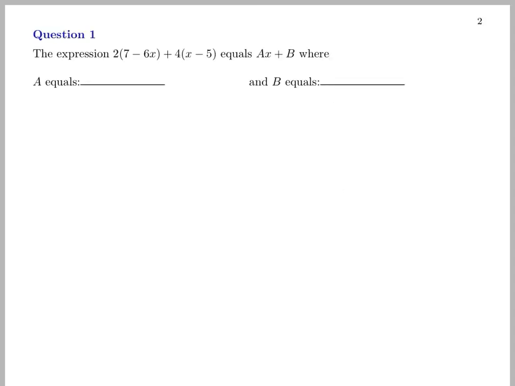In problem number 1, we're given this expression and we have to simplify it, so we're going to use the distributive law. So we get 2 times 7, which is 14, minus 12x plus 4x minus 20. And then we're going to combine like terms. So we've got a minus 12x and a plus 4x, which adds up to minus 8x. And we have a 14 and a minus 20, which is minus 6.